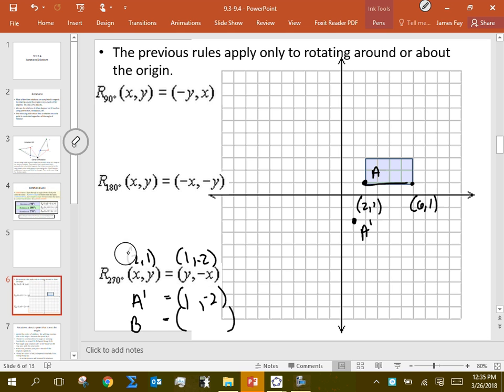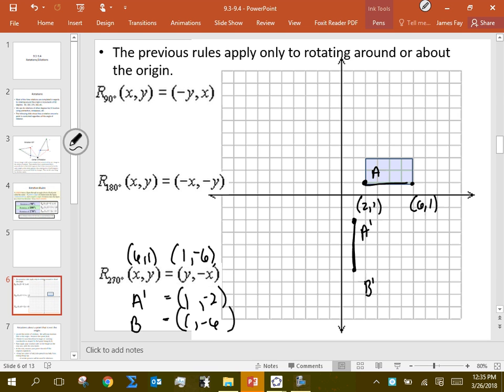Okay, so B, I always like to write my specific values above my rule. So it started with 6, 1. The Y value should come first, so 1. The X value should come second, and it should be negated. So 1, negative 6. So I'll plot B prime, 2, 4, 6.